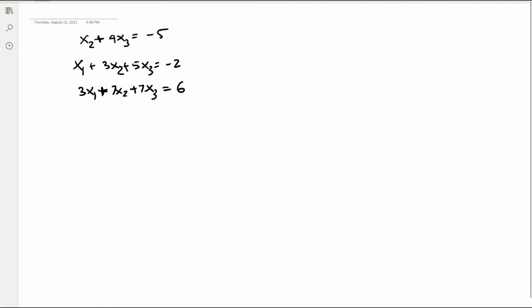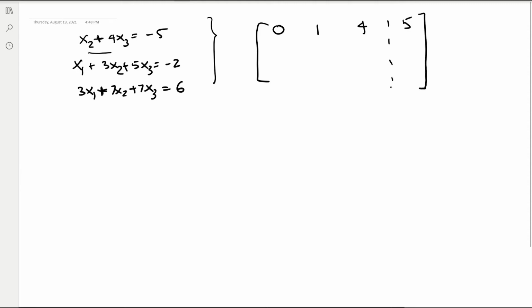The first thing we are going to do is write the augmented matrix out of this system. If we look at the coefficients in the first equation, there's no x1, so the coefficient is 0, for x2 the coefficient is 1, for x3 the coefficient is 4, and on the right hand side we have 5. So here's the first row of my augmented matrix. Likewise, I'm going to write the entire augmented matrix for the system really fast. In the second equation the coefficients are 1, 3 and 5, and the right hand side is -2. In the third equation 3, 7, 7 and 6 on the right hand side.